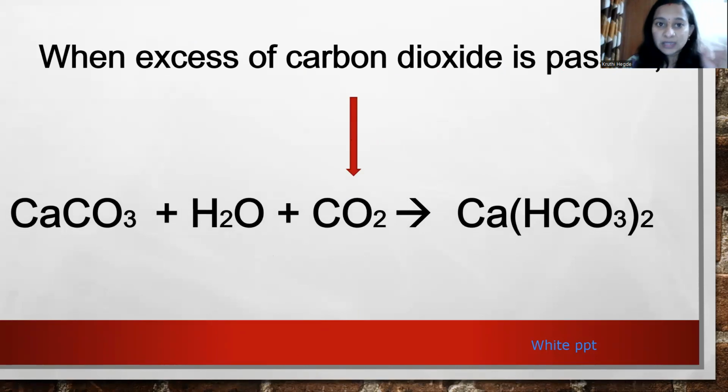What happens is CaCO3 is already formed. Along with that, I am passing extra carbon dioxide. Water is present in the solution. So it starts producing calcium hydrogen carbonate. What does it produce? It produces calcium hydrogen carbonate.